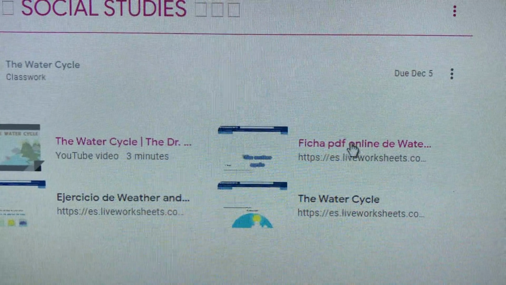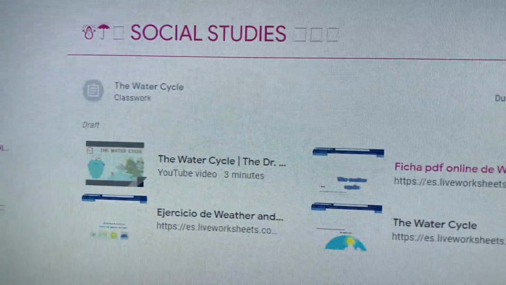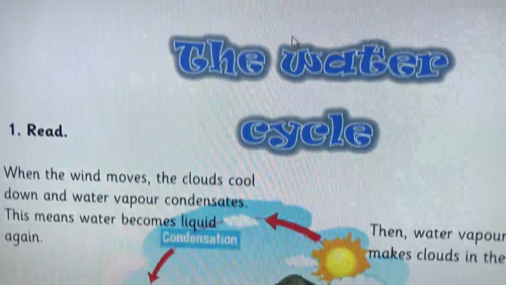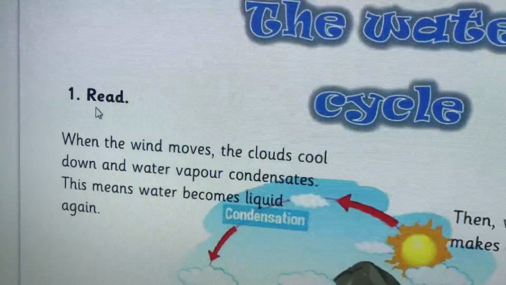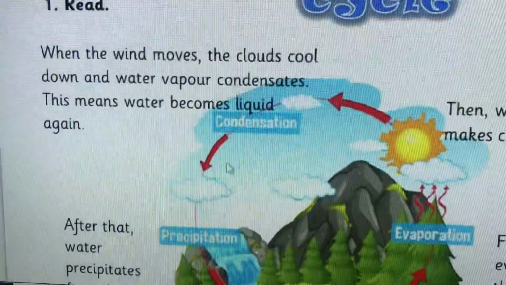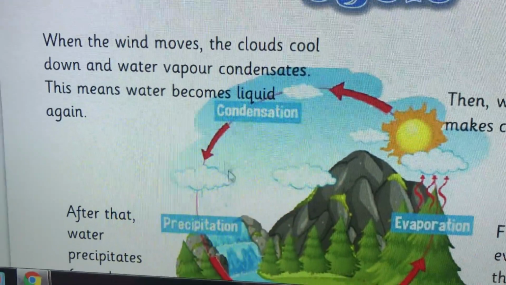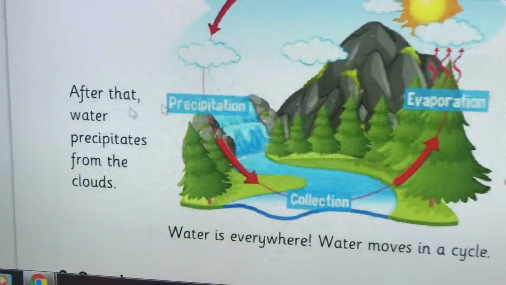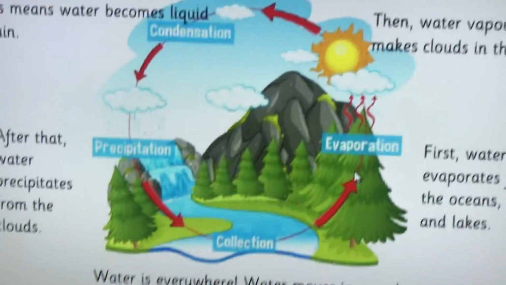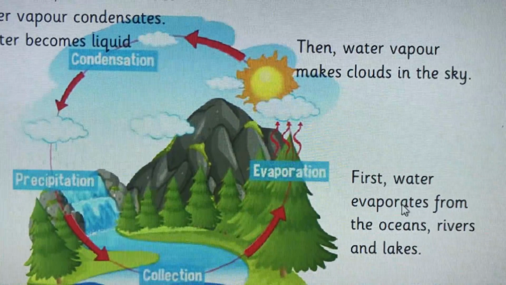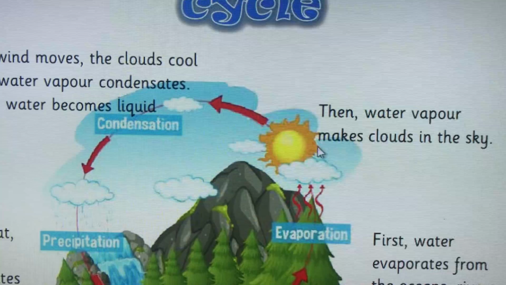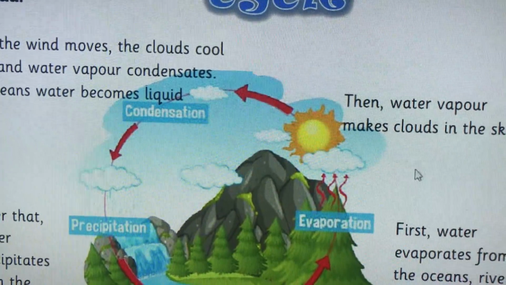When you stop watching it, you go now to this exercise, the first one. It will give you also a text that talks about the water cycle and how it works. You have to read this and it explains when condensation happens, precipitation, collection, and when the evaporation happens. So it will explain you.